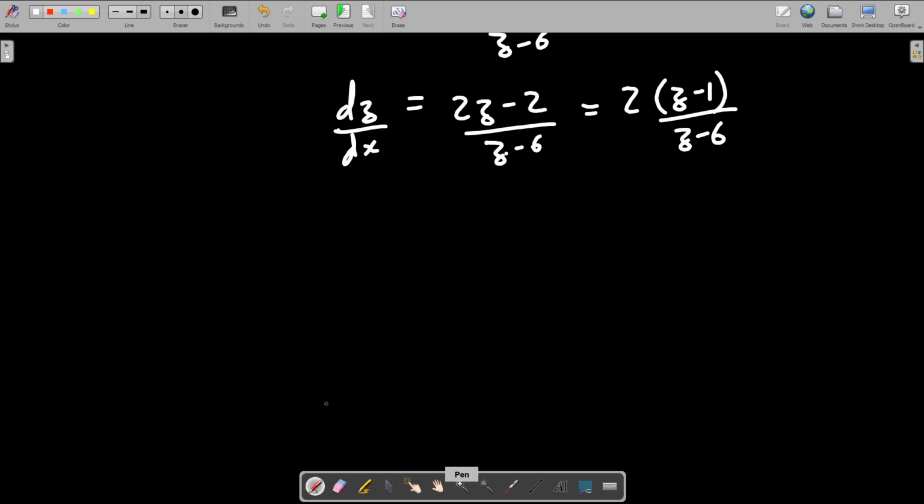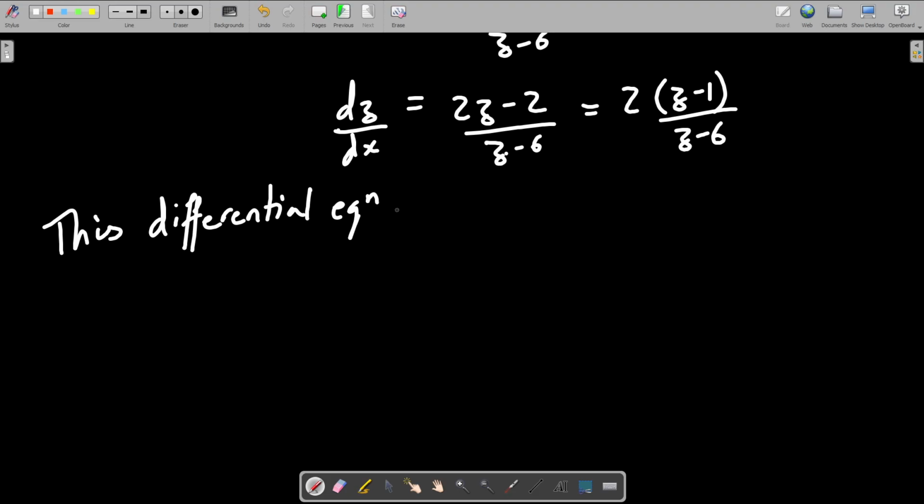What can you see about this differential equation? This differential equation now is variable separable. You can take all the z terms on one side and take all the x terms on another side. Okay, this differential equation is variable separable.